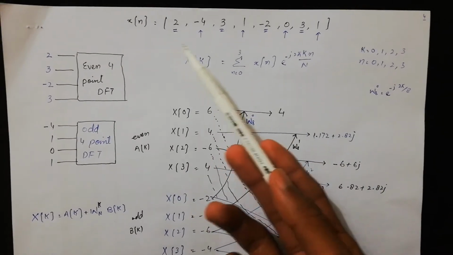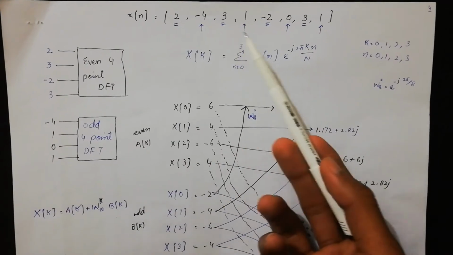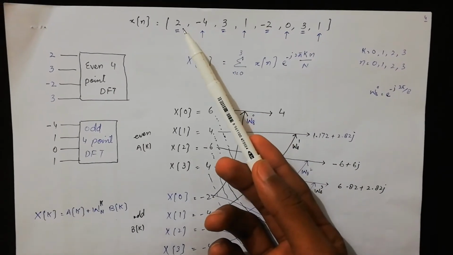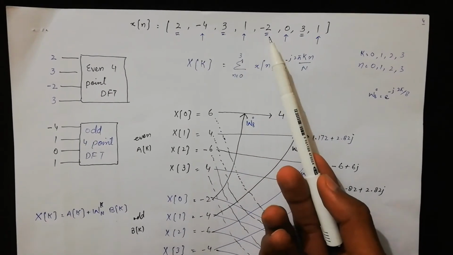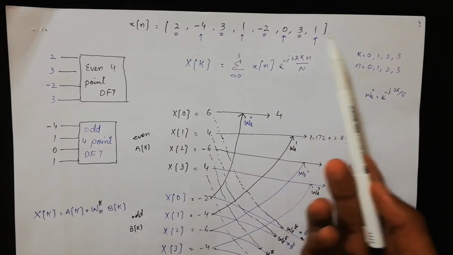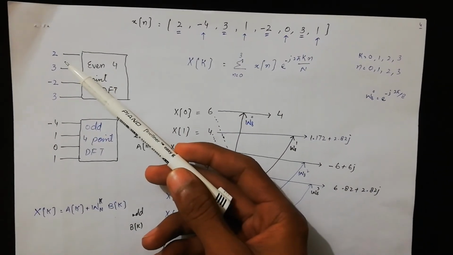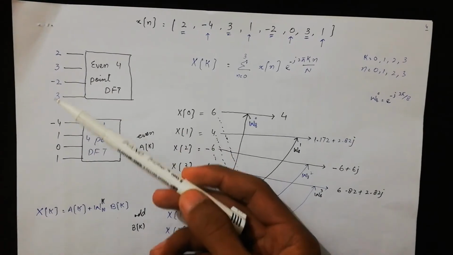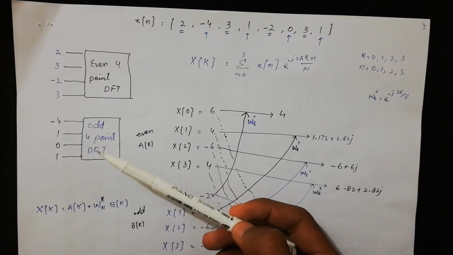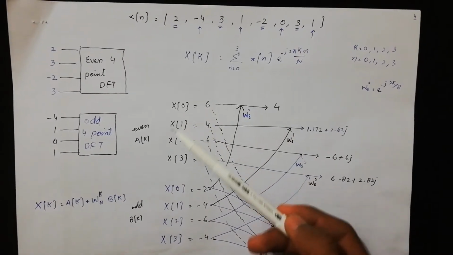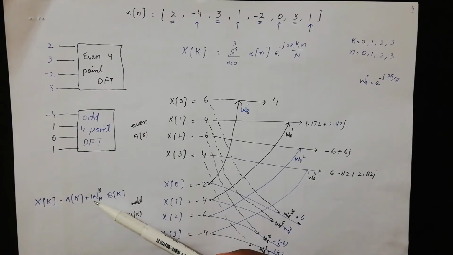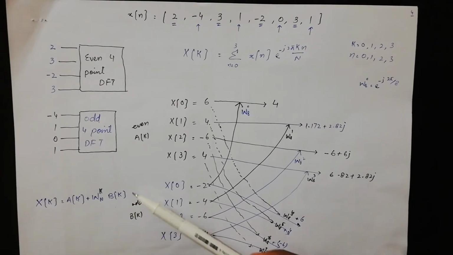Now comes our 8 sample signal. In the 8 sample signal we divide into even numbered samples and odd numbered samples. For even values we have 2, 3, minus 2 and 3, and for odd values we have minus 4, 1, 0 and 1. We separate out these values here: 2, 3, minus 2, 3, minus 4, 1, 0, 1. Even 4-point DFT and odd 4-point DFT. Now we will calculate these values of Fourier transform by using the formula X of k equals A of k plus omega N per k into B of k.